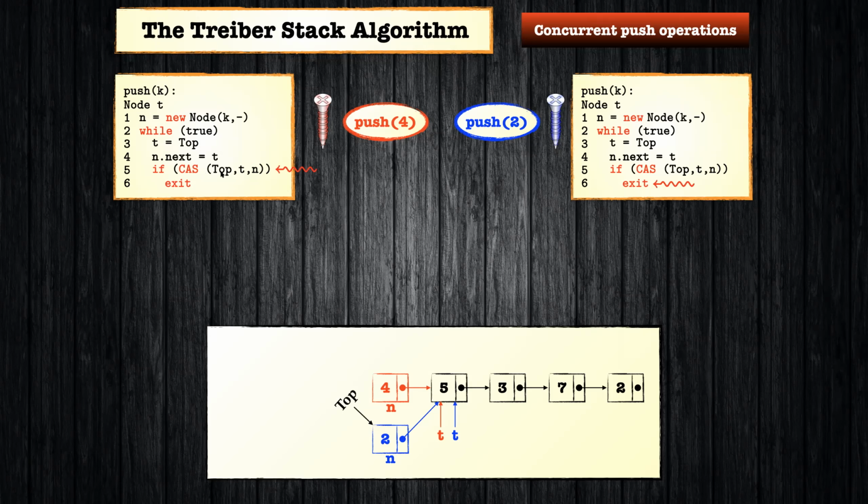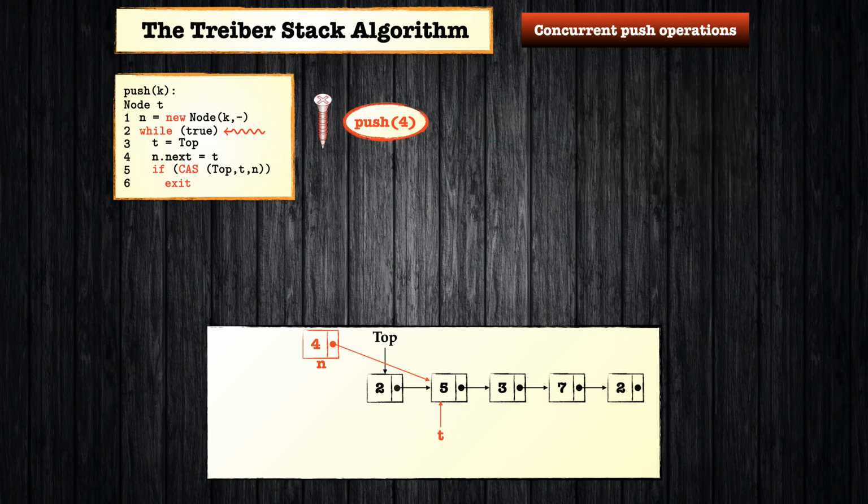But because it returns false, it means that it will not execute the exit instruction, which means that it performs one more iteration of the while loop. So this is what will happen. This is the situation as we have it now. It's exactly the same as before. I just changed the figure like this.